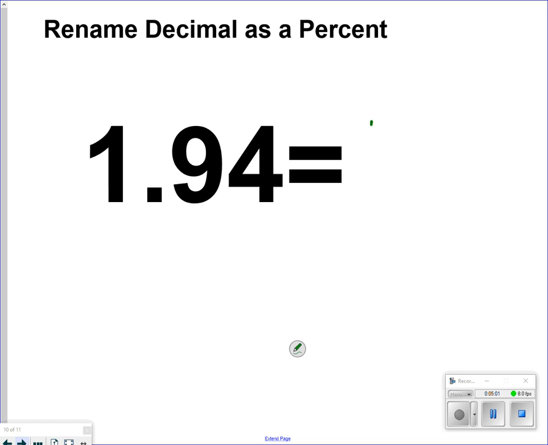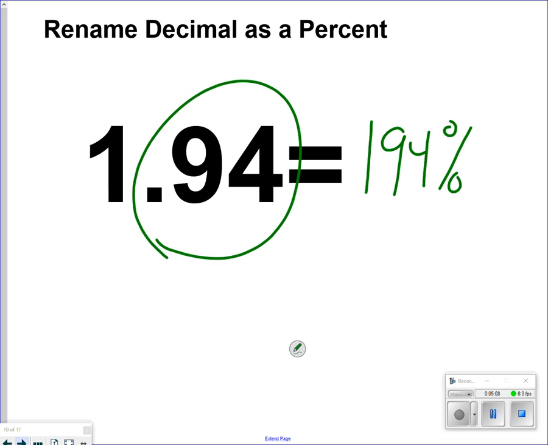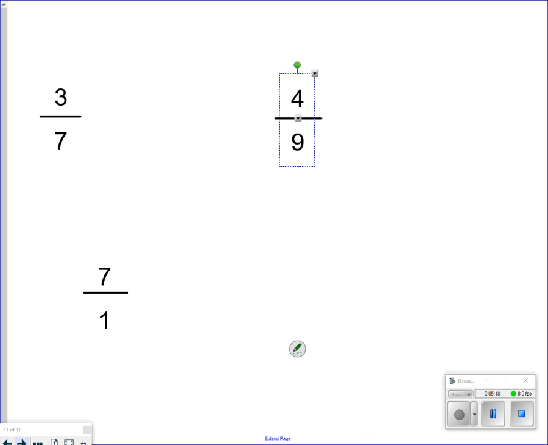All right. 1.94, this would be 194%, because if it was just this number, 0.94, it would be 94%. This 1 is our whole number because it's on the left side of this decimal, which makes it 194%.